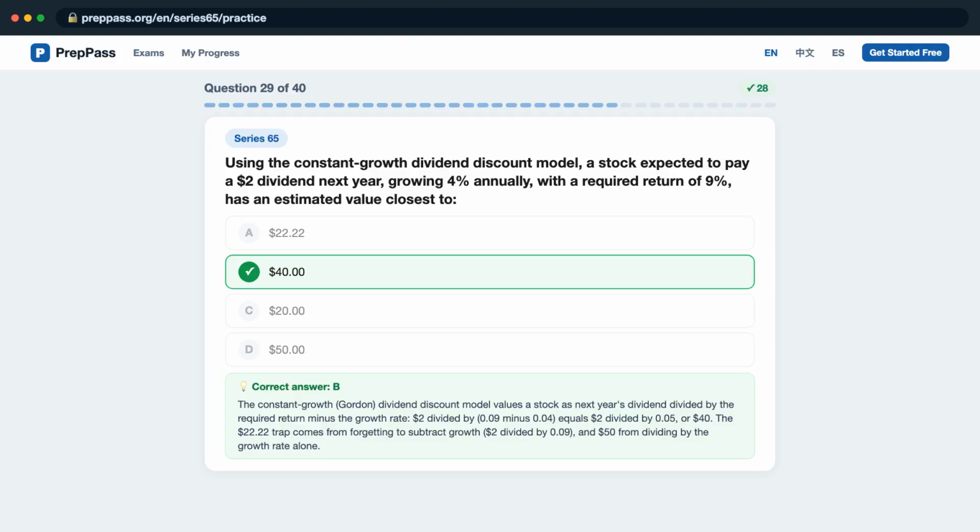The constant growth, Gordon, dividend discount model values a stock as next year's dividend divided by the required return minus the growth rate: $2 divided by 0.09 minus 0.04, equals $2 divided by 0.05, or $40. The $22.22 trap comes from forgetting to subtract growth, $2 divided by 0.09, and $50 from dividing by the growth rate alone.